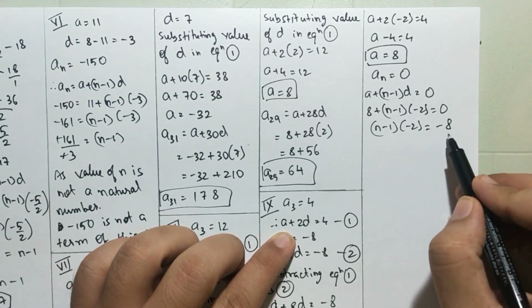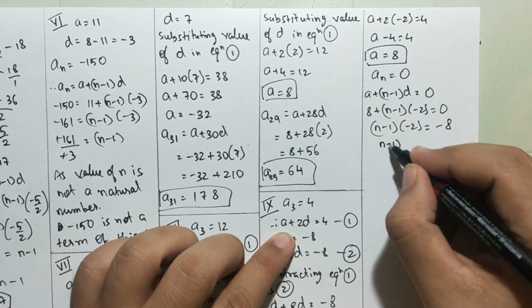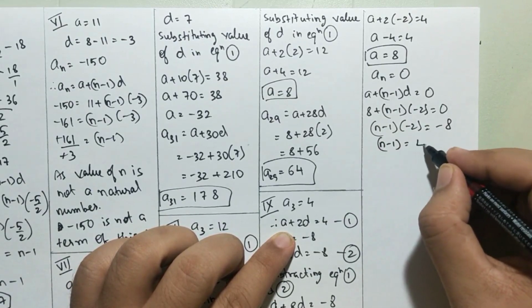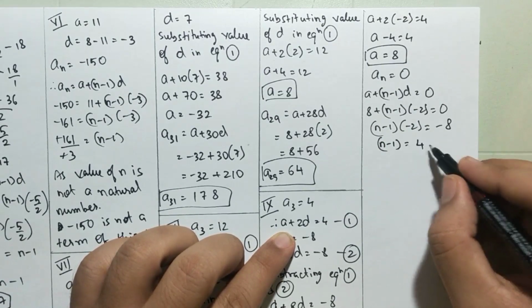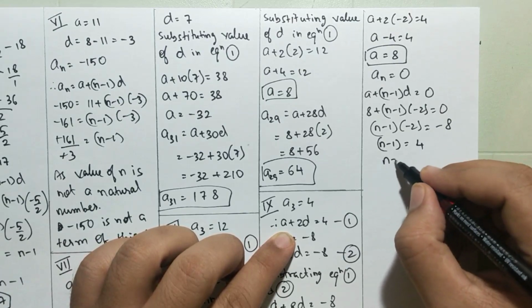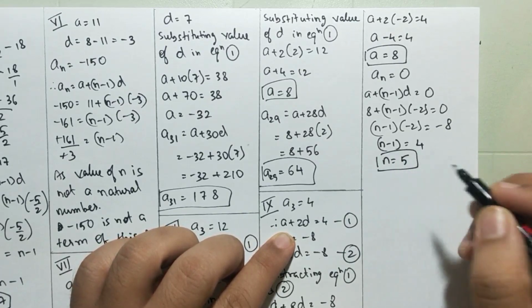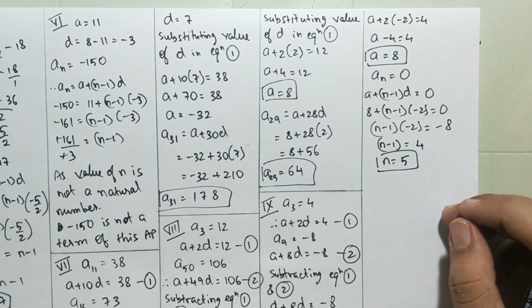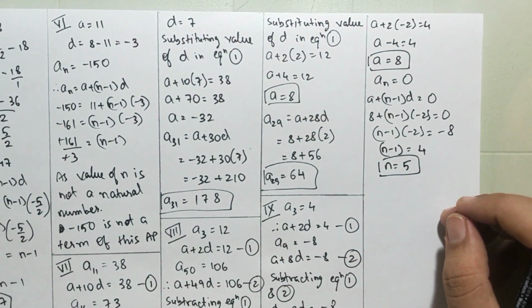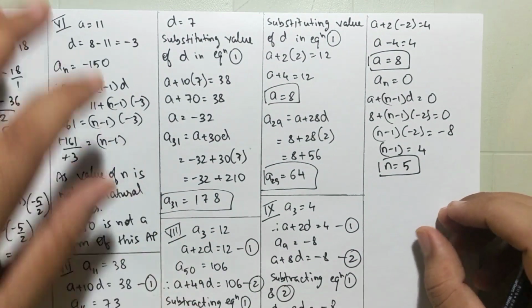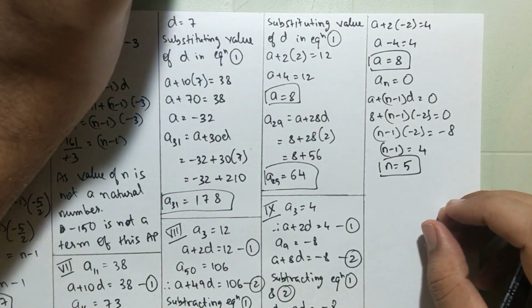This minus 2 will get divided. So n minus 1 equals 4. Now 1 will go that side, it will get added. So n equals 5. So the fifth term of the AP is 0.